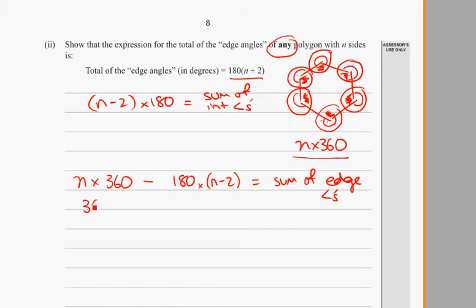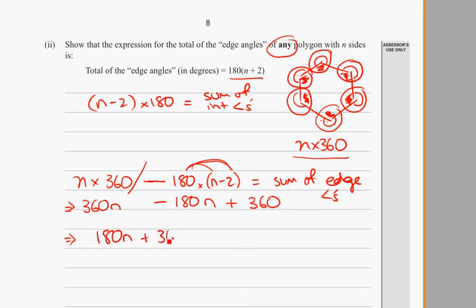So let's work with this. We're expanding. We have got negative 180 as we expand, so I'll get negative 180n, and then when I expand here, 2 negatives make a positive. 180 times 2 is 360. So looking at that, 360n minus 180n will be 180n plus 360. And that's my sum of edge angles.